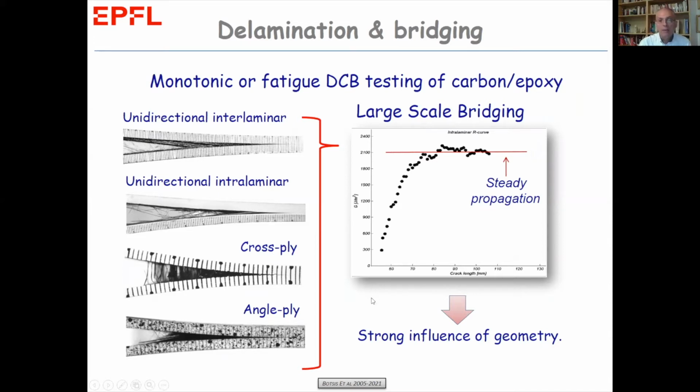On the right, we see a typical R curve of delamination. We see the energy going from 300 joules per meter square at initiation to about 2000 at steady state of propagation. This is a very important toughening mechanism, the bridging effect, and needs to be correctly modeled for a better prediction of the behavior of a composite structure.